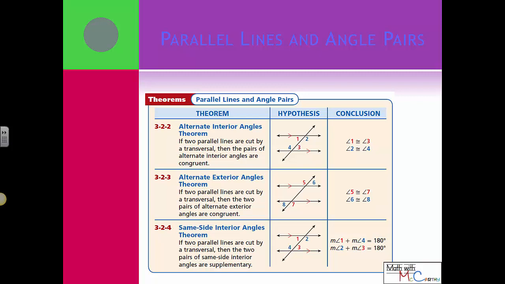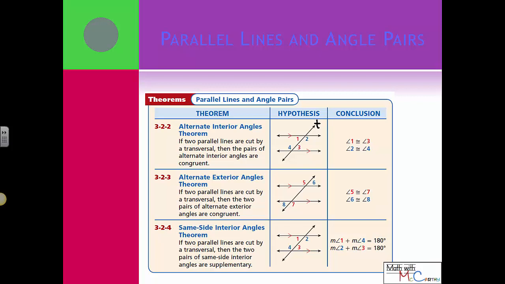The first one says, again, two parallel lines. Notice the parallel markings there. Cut by a transversal. There's my transversal T. Then alternate interior angles are congruent. So 1 is congruent to 3 and 2 is congruent to 4.